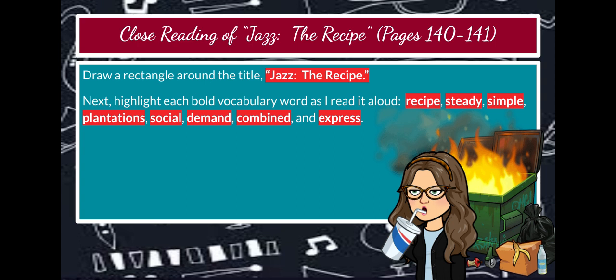Simple. Simple means having few parts or being easy to understand. Europeans sang simple ballads. Plantations. Plantations are large farms where crops are grown. Say plantations. Ballroom dances were held on plantations. Social. Social means friendly or involving several people. Say social. Ballroom dances were social parties.